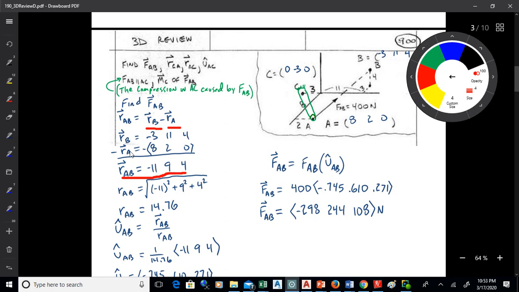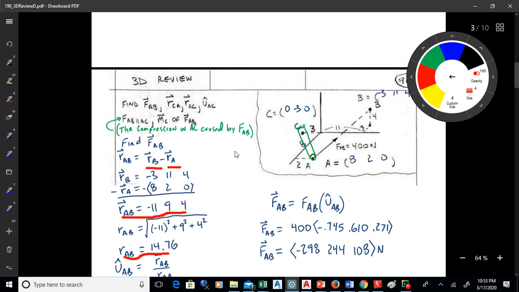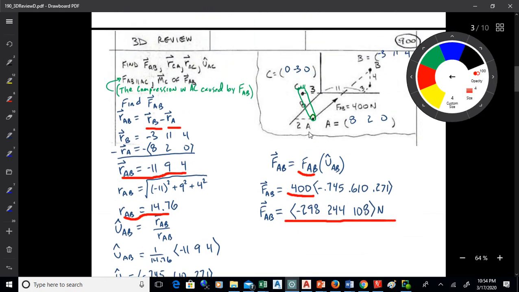Okay. So we take RB minus RA and get RAB, -11, 9, 4. Take the square root of the sum of the squares to get the length. That would be a distance there in meters, I would presume. Divide that distance into the position vector from A to B. You get a unit vector from A to B, -0.745, 0.610, and 0.271. You then scale that up by the magnitude of the force, which is 400. And that gets you -298, 244, and 108 newtons. So there's the force vector from A to B.